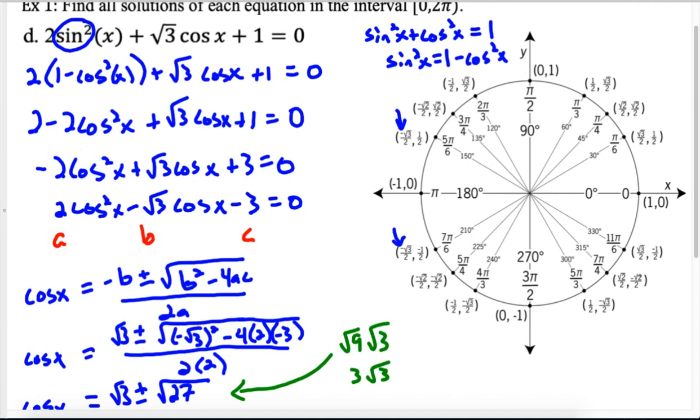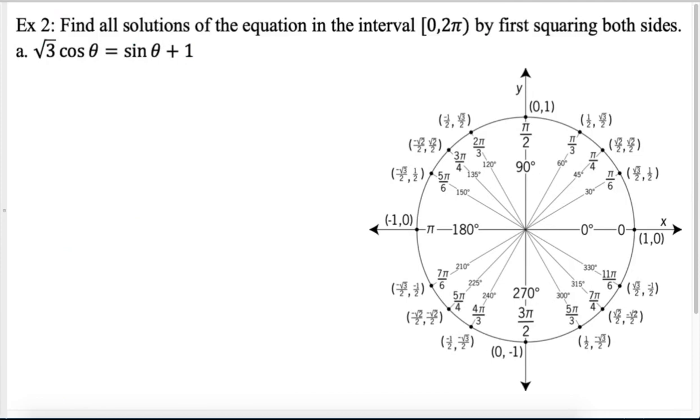Okay? In this one, it says we need to find all solutions by first squaring both sides. So the first thing I'm going to do is square both sides of this equation. Well, over here, I just have one term, right? By one term, I mean everything's being multiplied. So technically, this is all one term. So if I square the square root of 3, that would just be 3. And if I square cosine, that's cosine squared.